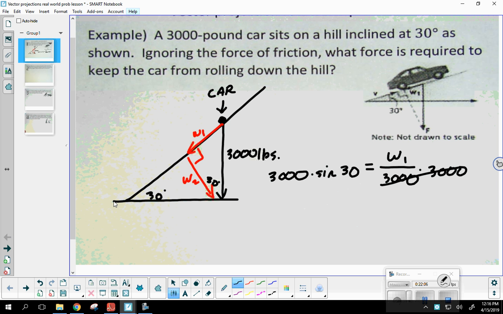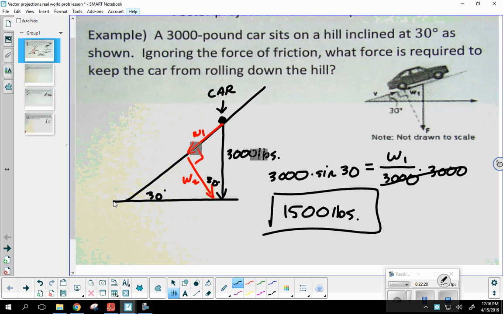So how many pounds of force will it take to keep the car where it is? Well, it's whatever 3,000 times sine of 30 is. In fact, can anybody help me out? 3,000 times sine of 30. 1,500. 1,500 pounds of force.